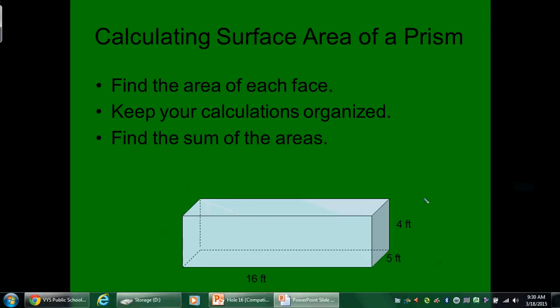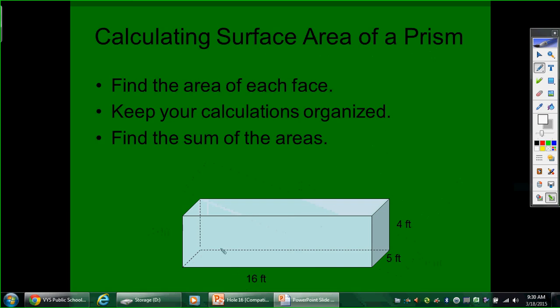Rectangular prism. My top and my bottom are 16 by 5, which would be 80. 16 times 5, and I have two of them, a top and a bottom. My ends would be 4 times 5, which is 20. I have two of those.